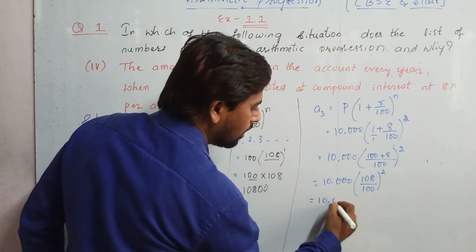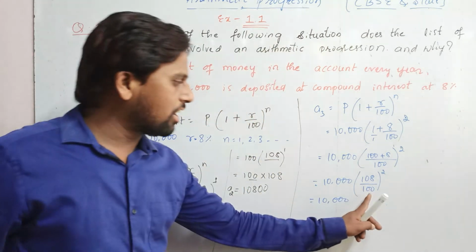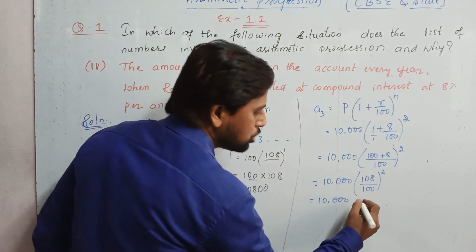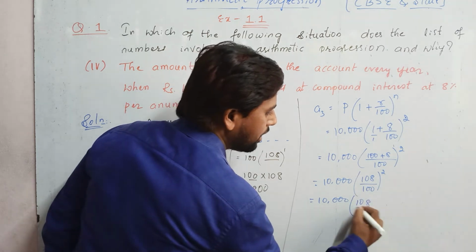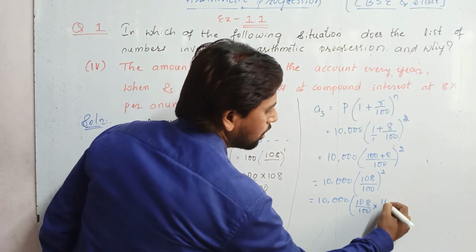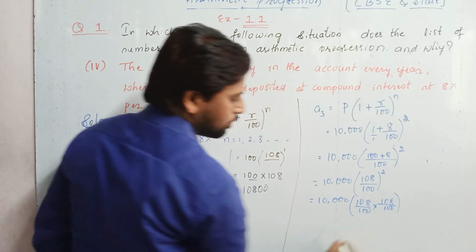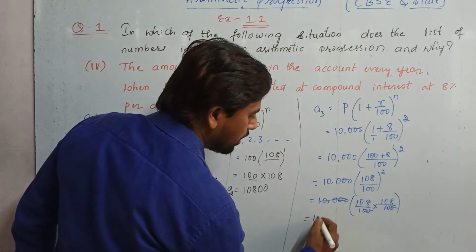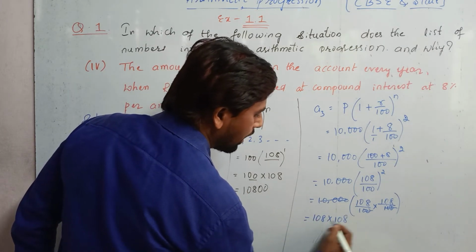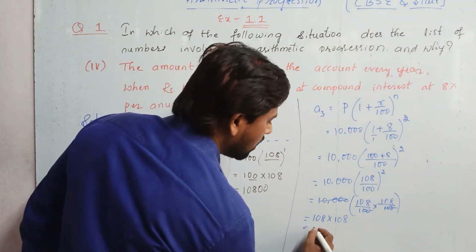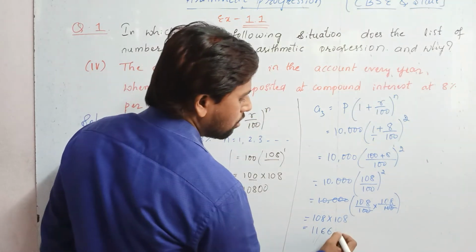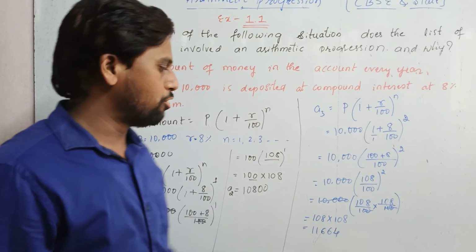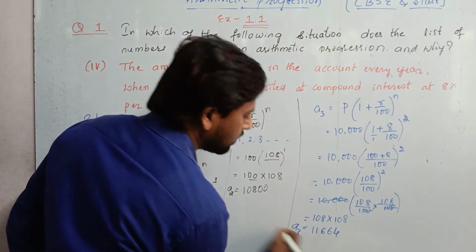Now again most of the students will get confused to solve cancellation. Here 100, here 2, means not like that because power is 2. So we should write like this, 108 divided by 100, how many times? 2 times. 108 divided by 100. So here 20 cancel, here 20 cancel. So what remains here, 108 into 108. So the answer for this is 11664, students. So this is what we consider as A3.